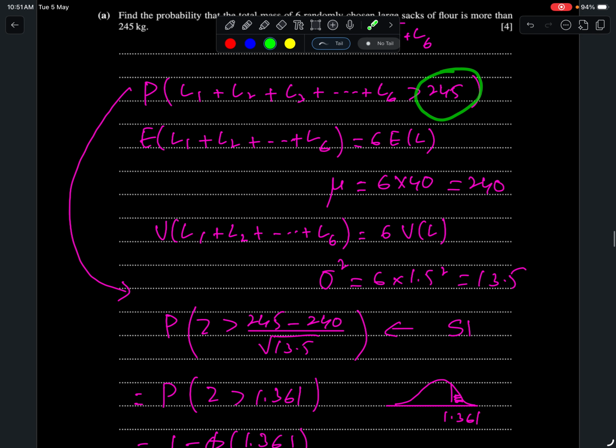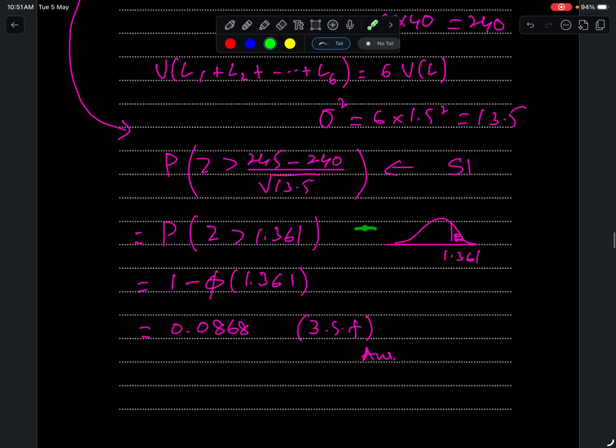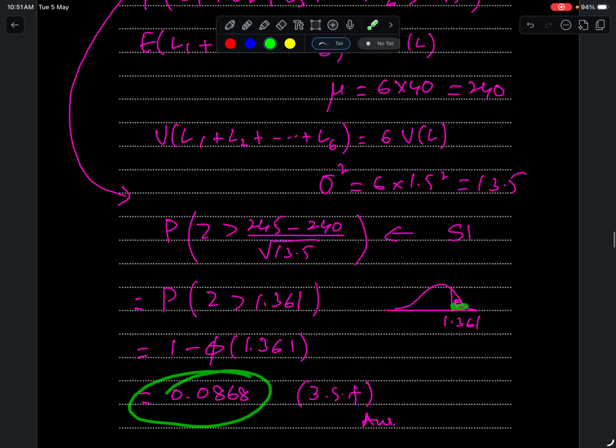Now convert this statement into Z. Copy this 245 here, the mean here and the variance here, under root. And you know how to deal with this. Small area, so 1 minus phi, to 3 significant figures.